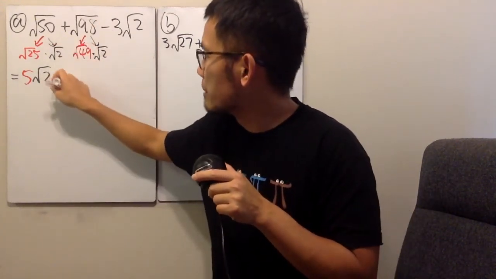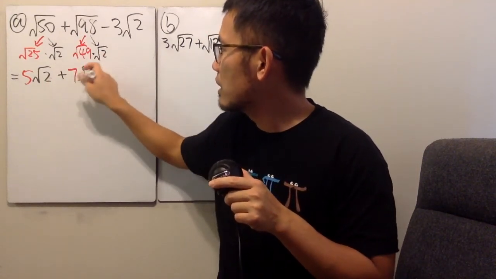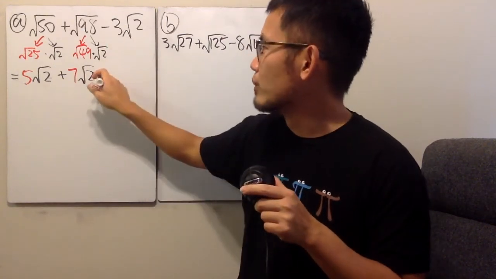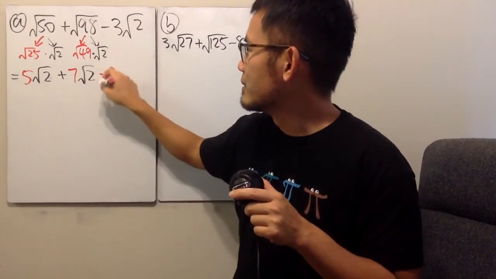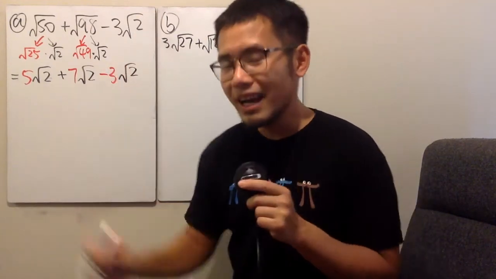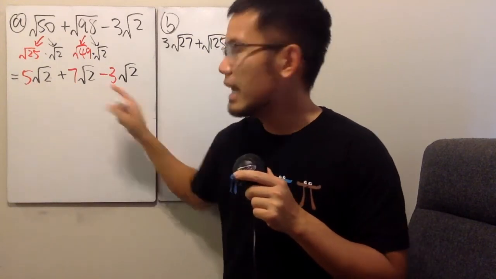Now, let's bring down the plus, and this right here is a 7, and we still have the square root of 2. Lastly, this is minus 3 square root of 2 already, so we'll just write this down. Minus 3, and then we have the square root of 2. And yes, everybody has the square root of 2. Therefore, we can just combine this, and that.